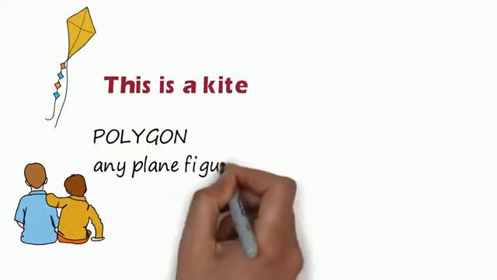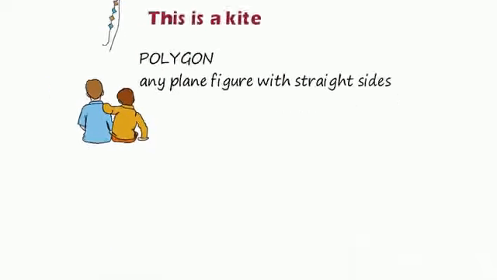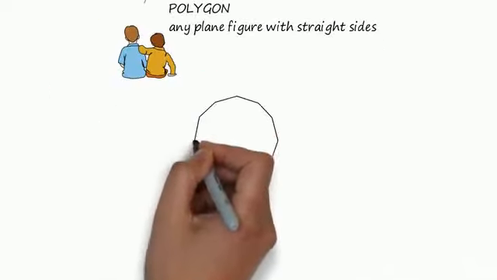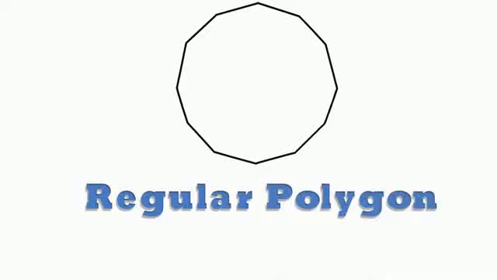A polygon is any plane figure with straight sides. If they are equal, we call it a regular polygon. If not, it's just a polygon. Right, let's shoot.